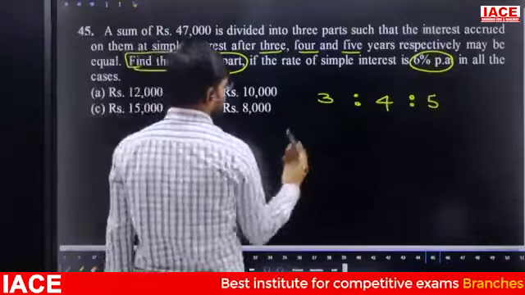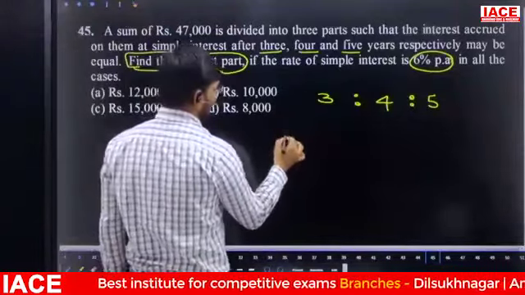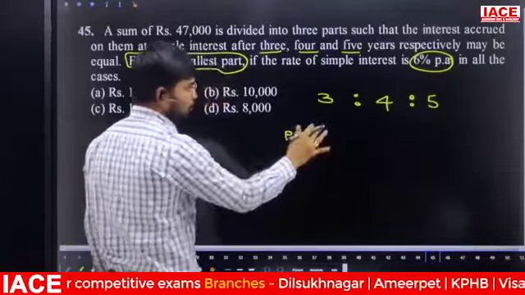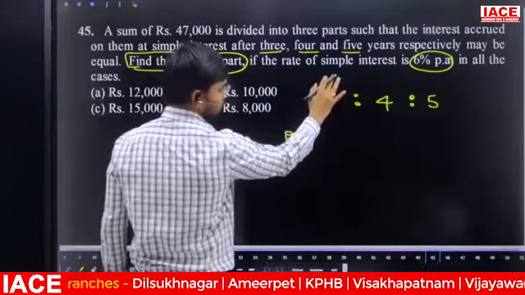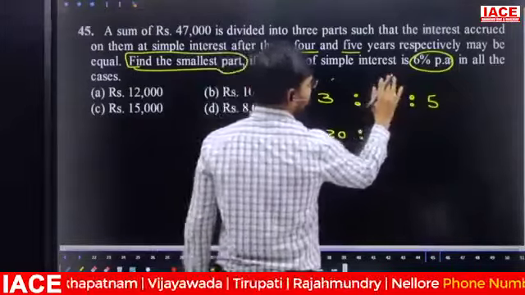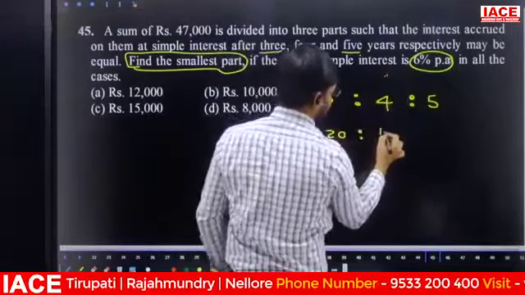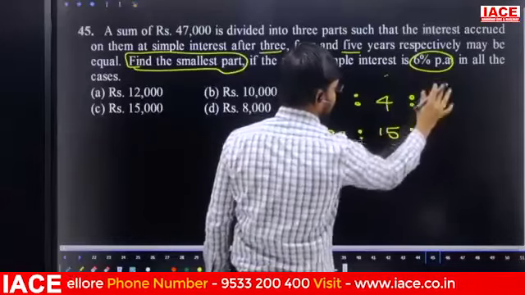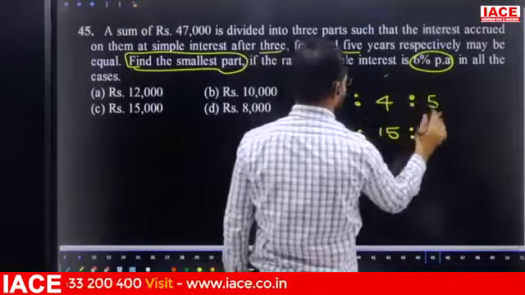Now, in the first case, I need the principals ratio. To get the principals ratio, close whichever term you want. If you want the first term, just close the first term: 4 into 5 is 20. If you want the second term, close the second term and multiply the remaining, which is 15. If you want the third term, close the third term and multiply the remaining, which is 12.